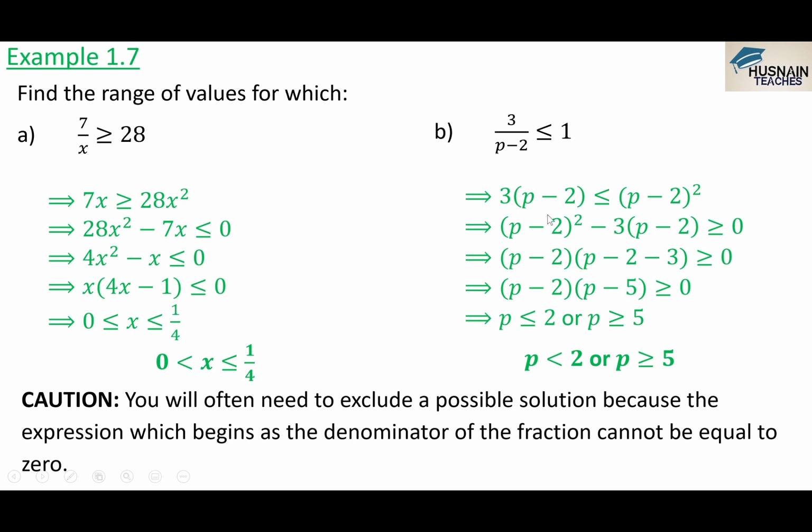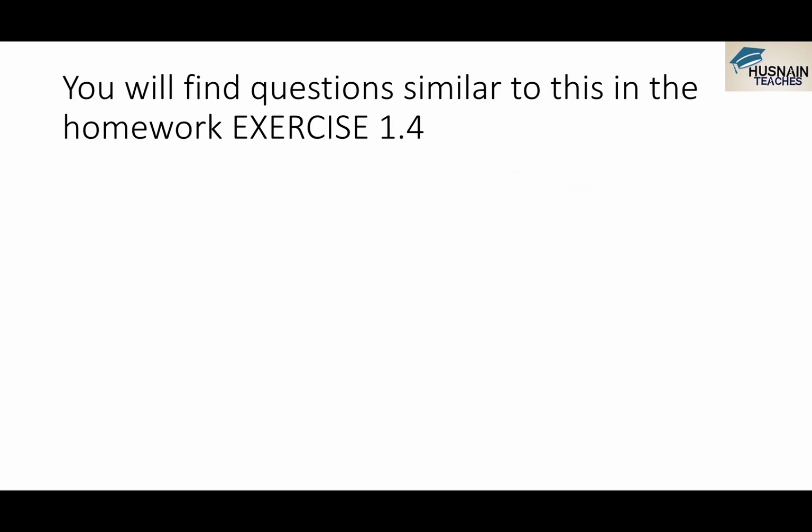But again, remember, we cannot have this denominator equal to 0, therefore we restrict p and don't allow it to equal 2. Hence, we remove this equals here, and we have this as my final answer. P is less than 2, or p is greater than or equal to 5. And you can go ahead and substitute some numbers in and see if that does indeed hold. You'll find questions similar to this in the homework exercise 1.4, so make sure you try them.